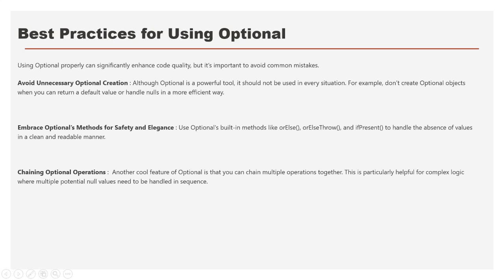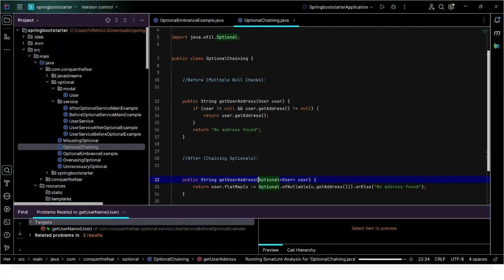Now if you look at the third thing, we are going to look at chaining Optional operations. This is one of the cool features of Optional. You can chain multiple operations together. This is particularly going to help with certain complex logic where you have multiple null checks to be handled in a sequential manner. Now let's look at the Optional chaining.